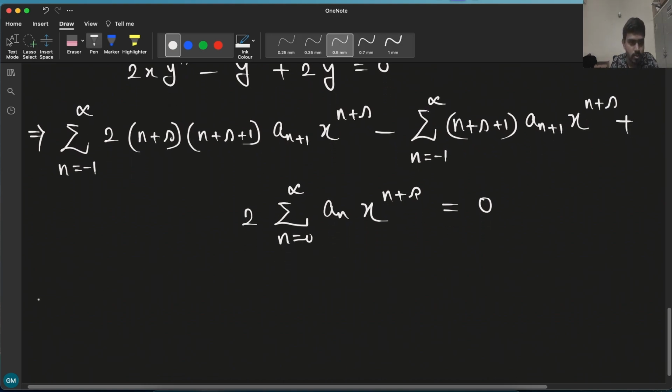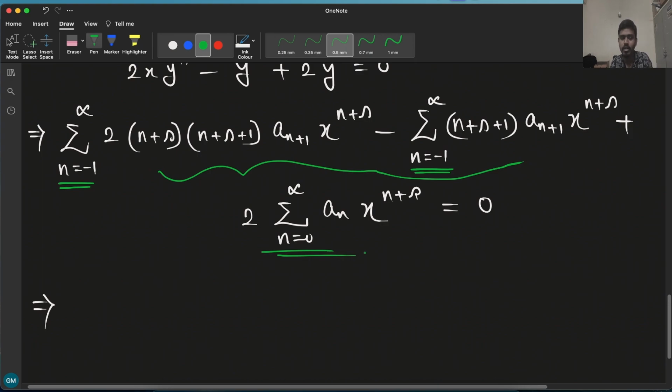So you can see that we cannot put all these summations together, because here it is starting from n equals -1, here also it is starting from n equals -1, so we can put these two terms together, but this term is starting from n equals 0. Though x has a power of n plus s in all these terms, the summation index is not starting all from n equals 0. So we need to take care of that, but before that let me put these two terms together.